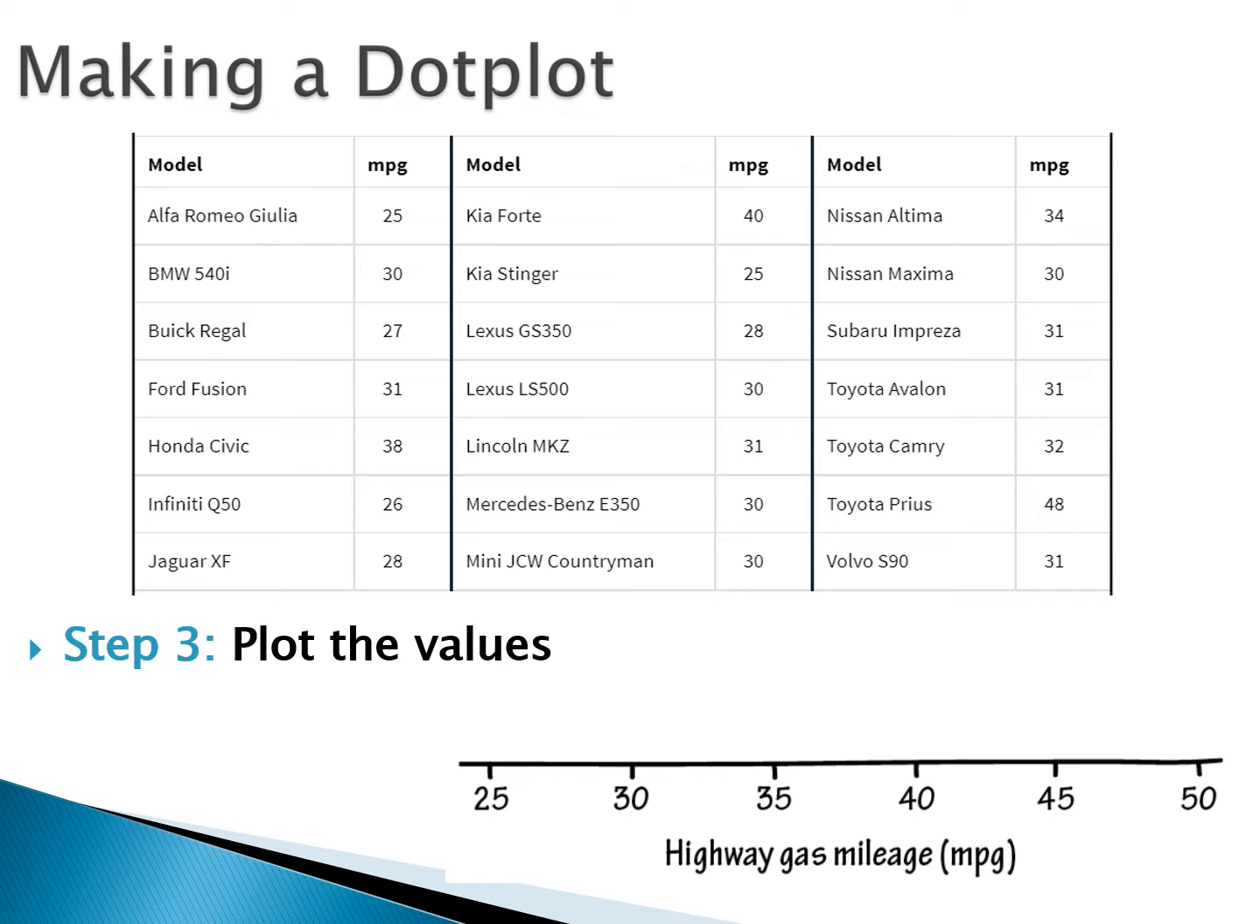Step 3 is going to be to plot the values. Right now it's hard to make dots on my computer here, so I'm going to just do squares instead. So we'll go through each one, and we'll make a little notation. So 30 would be here, 27 would be about here. Okay. And we go through them one at a time until we fill the whole thing.